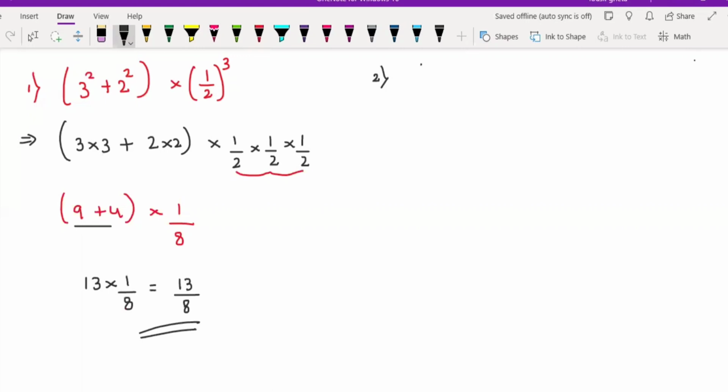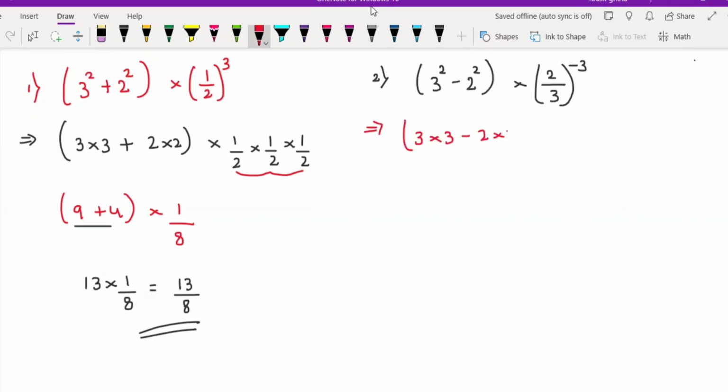The second one is 3 square minus 2 square into 2 by 3 whole to the power of minus 3. Okay, let us calculate it. 3 square, I can expand it as 3 into 3, minus 2 square, I can expand it as 2 into 2. Okay, I will not expand it first.